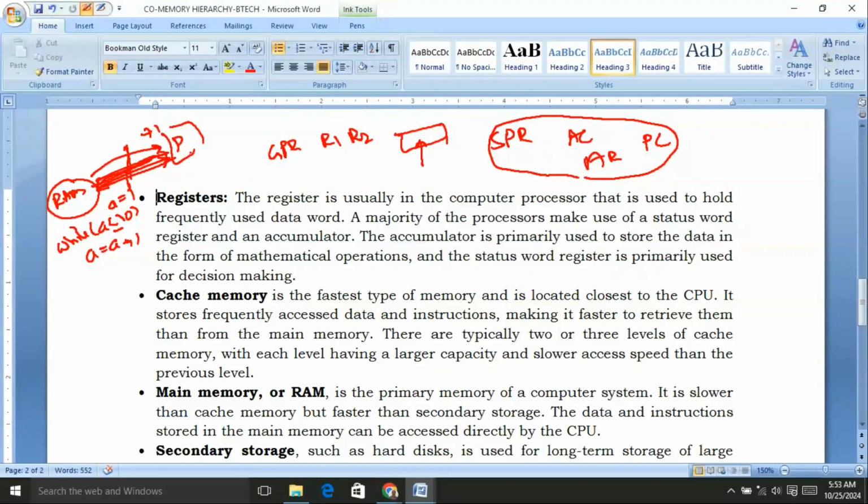So most of the processor time is wasted during the data transfer. To avoid this, we keep the most frequently used data either within the registers or within the cache memory. This cache is again of two types: one is the L1 cache and the other is the L2 cache. The next one is the main memory or RAM.